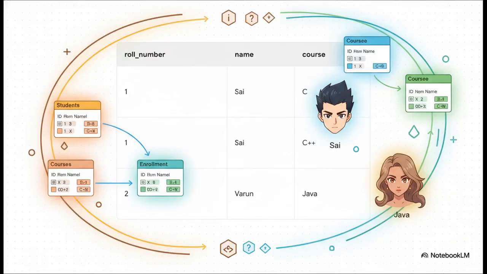But you know what? The fix is actually really simple, and it's super powerful. We just break the table up a bit. We decompose it.